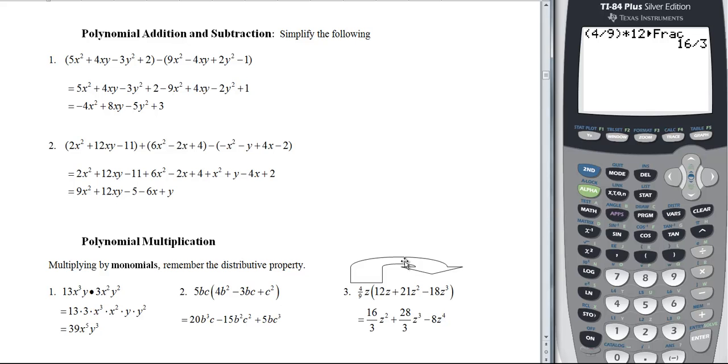Yep. Let me get rid of my arrow. Okay. So it's polynomial multiplication. And that's it for this video.